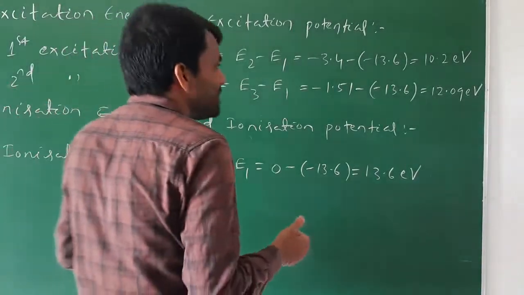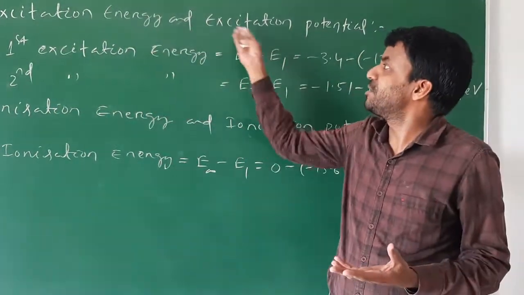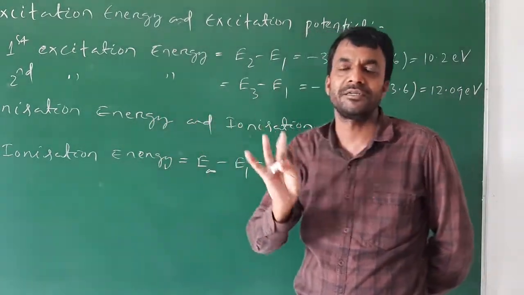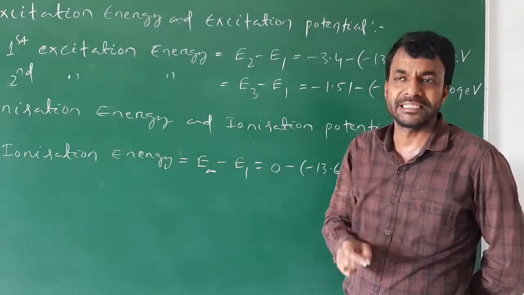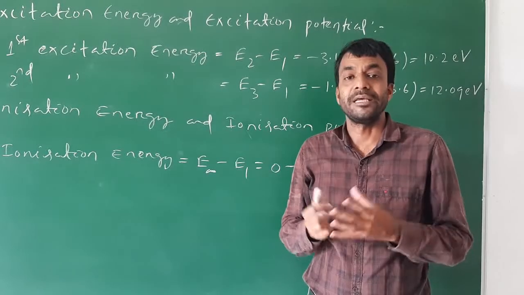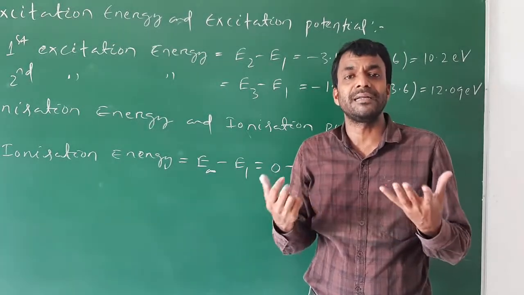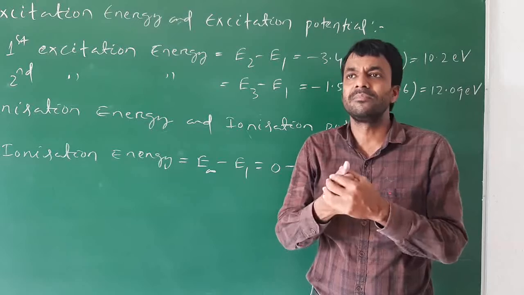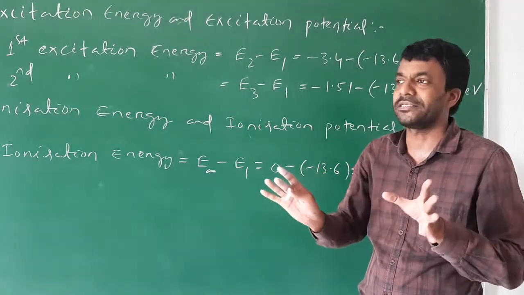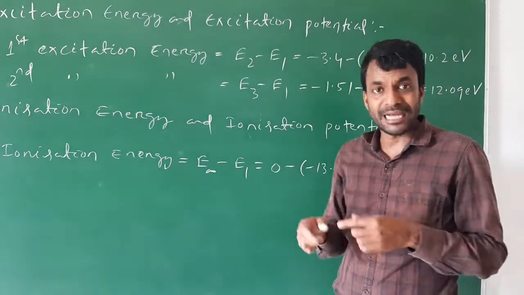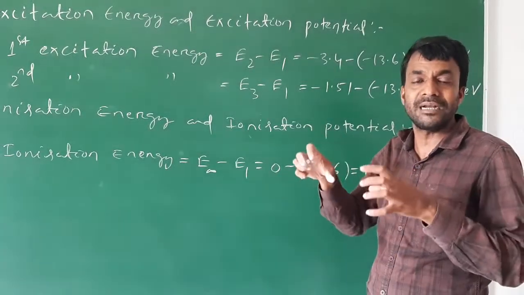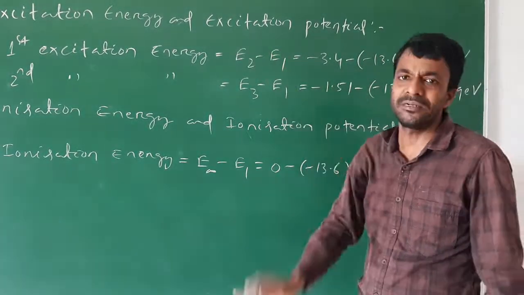Okay, the next part is excitation energy and excitation potential, ionization energy and ionization potential. Let me first finish what is excitation energy. Excitation energy means the amount of energy absorbed by an electron when it jumps from the ground state to any excited state is known as the excitation energy. And the accelerating potential is known as the excitation potential. Means what is the potential difference, that is known as the excitation potential.